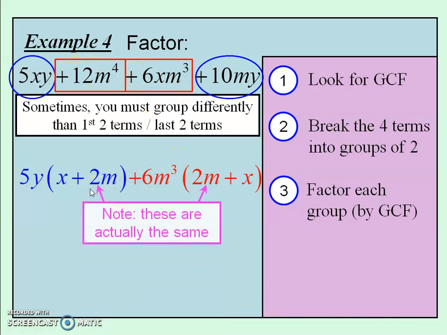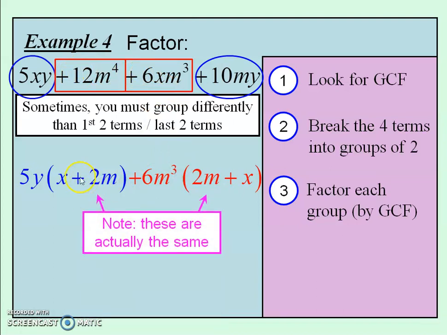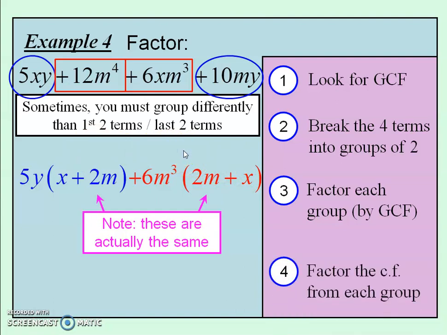And these 2 things here are actually the same, even though they look a little bit different because I'm adding a positive x and a positive 2m, and here I'm adding a positive 2m and a positive x. In that case, the order doesn't matter. They are actually equivalent factors, so I can factor that out. And this is how that factors.